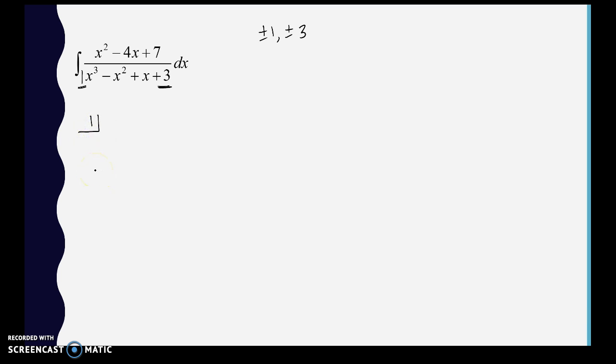So to see if 1 is a root, I put my coefficients in order. Bring down the 1. 1 times 1 is 1. Negative 1 plus 1 is 0. 1 times 0 is 0. I add that column. 1 times 1 is 1. When I add that, I don't get a remainder of 0. So that won't work for us. Let me check negative 1.